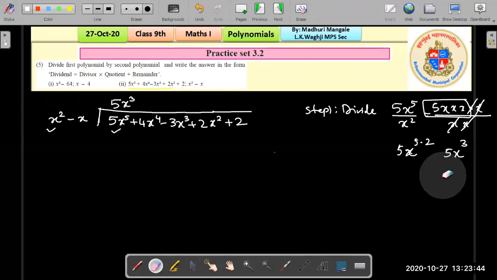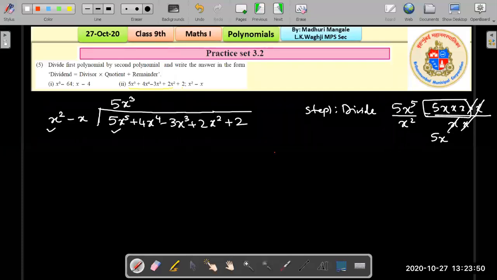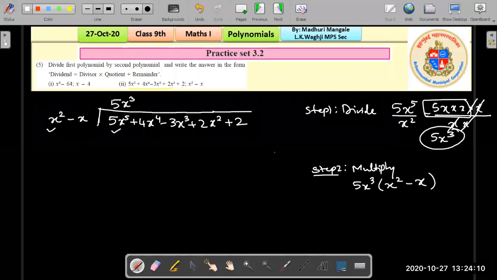Okay, and then step 2, what is step 2? We multiply. Whatever we get in step 1, we multiply that to the divisor. So step 2, that is multiply whatever we got in step 1 to the divisor. The divisor is x squared minus x. Simply distribute. So 5x cubed times x squared will be 5x raised to 5, minus 5x cubed times x, that will give us 5x raised to 4.